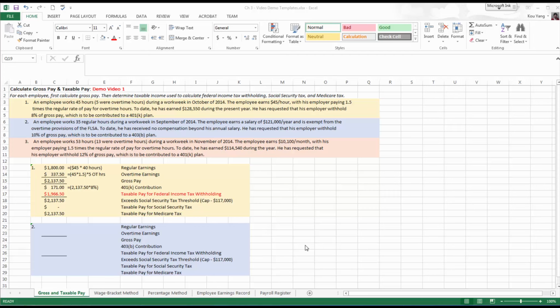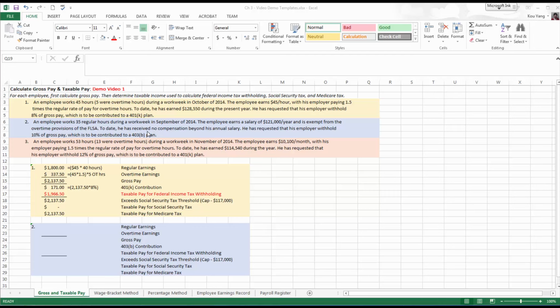This is the second video, or part 2, on calculating gross pay and taxable pay. In this situation, we're going to look at employee number 2. They worked 35 regular hours during the work week in September 2014. The employee earns a salary of $121,000 per year and is exempt from overtime provisions under the FLSA.